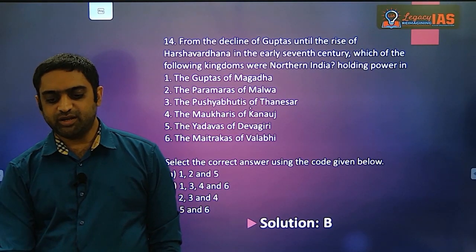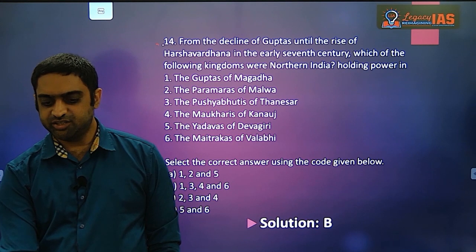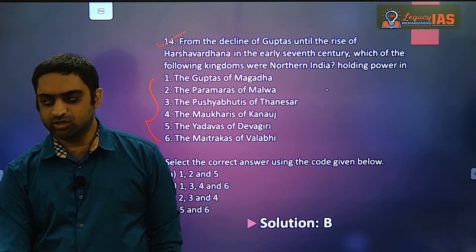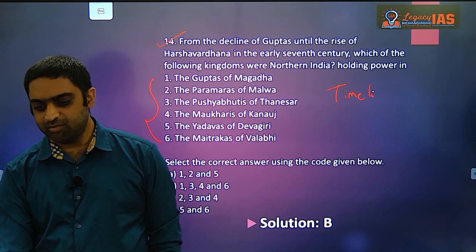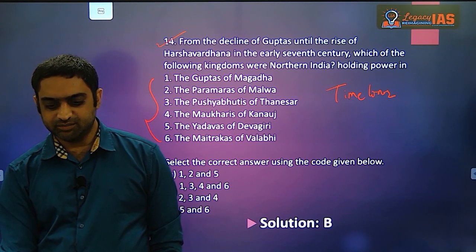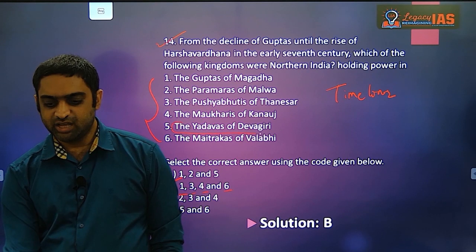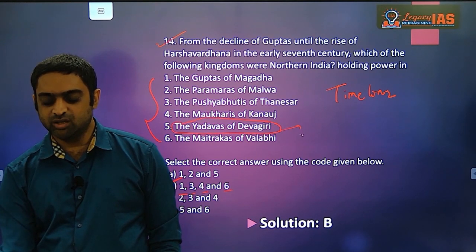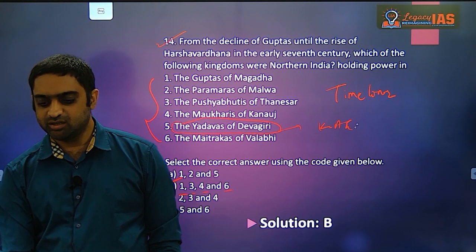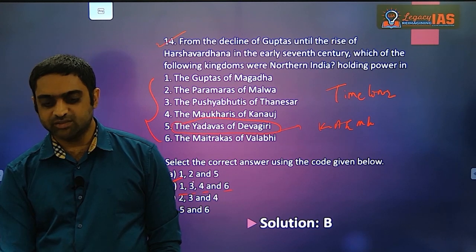14th statement, so this is again directly from ancient Indian history. You just need to know the timelines of each of these kingdoms, and here the correct answer is 1, 3, 4 and 6. You can directly eliminate 5, Yadavas of Devagiri, as they ruled parts of Karnataka and Maharashtra. So these options can be eliminated. The correct answer is B.